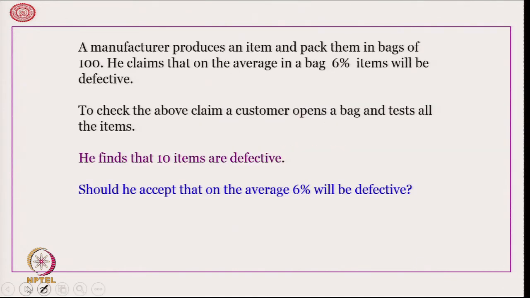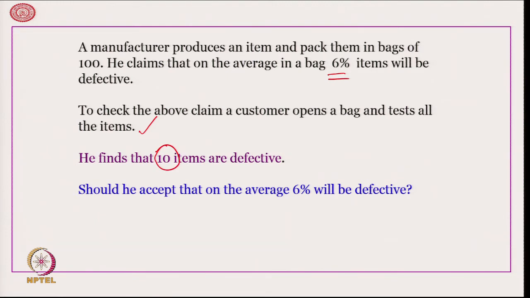Let me now give you a practical example. Suppose a manufacturer produces an item and packs them in bags of 100. He claims that on the average in a bag 6% of the items will be defective. Now, to check the above claim, a customer opens a bag and tests all the items. He finds that 10 of the items out of 100 are defective.